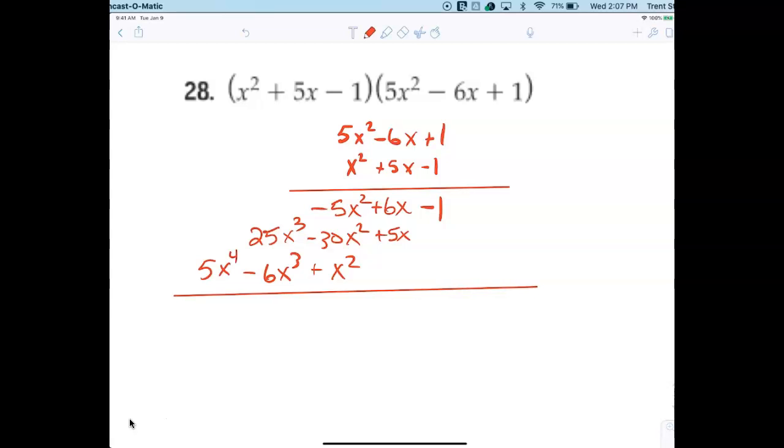Now, again, notice everything is lined up. Now we're adding: 5x to the fourth plus 19x cubed minus 29x squared minus 34x squared. So much for the 105%. Plus 11x minus 1. If you got it right, one number wrong.